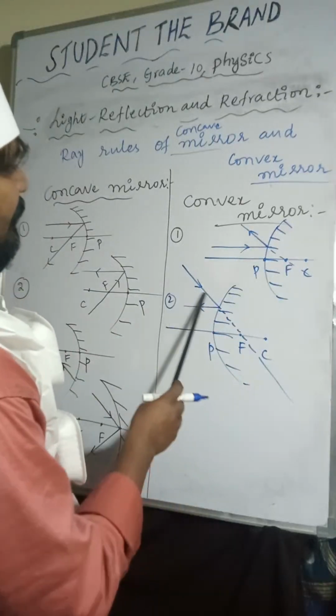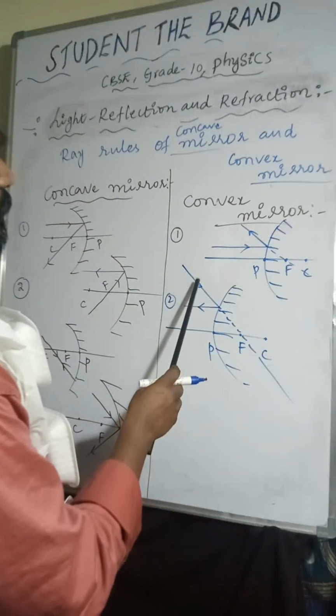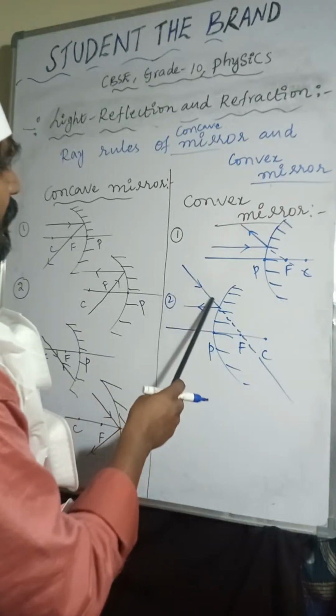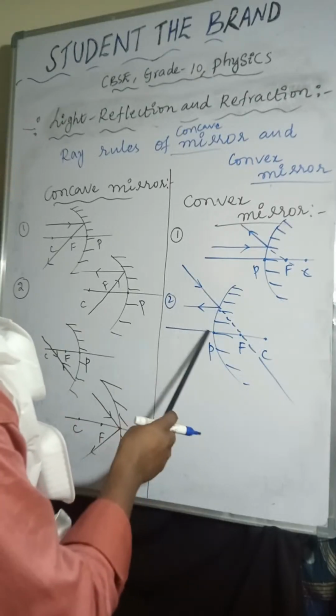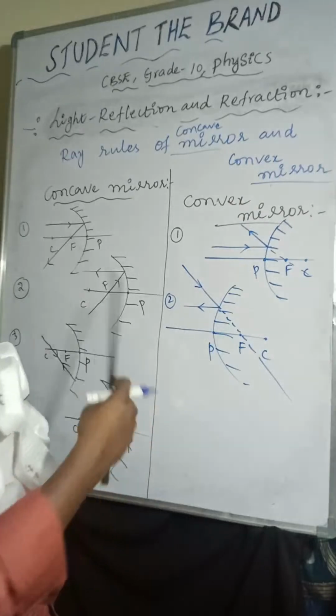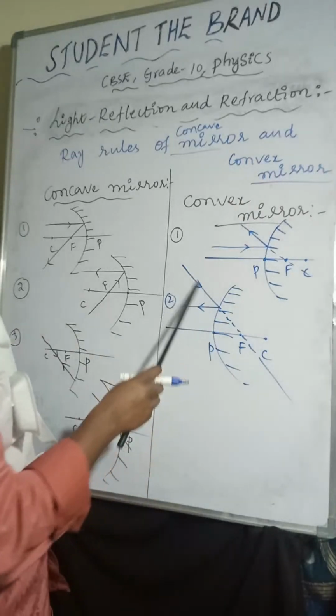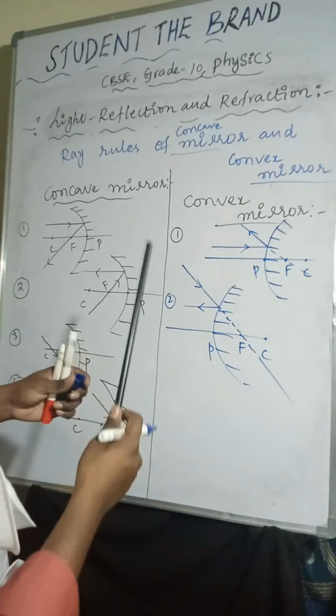Here, this is the incident light ray. After reflection, it moves parallel to the principal axis towards infinity. If you extend it, it passes through the focus.